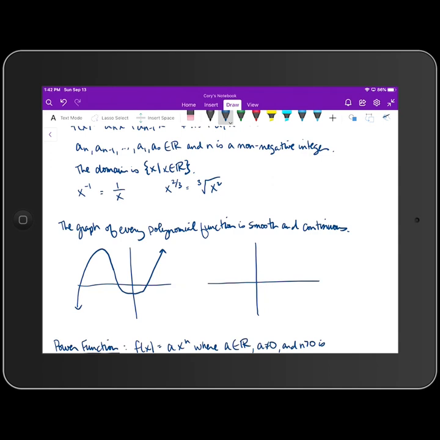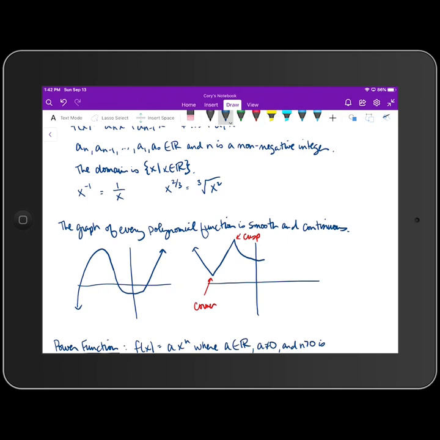Okay, now there are 4 features that you're never going to see on the graph of a polynomial function. The first one being a corner. So you can think of a corner as a point where 2 segments meet. Okay, so your polynomial function will never have a corner. The second feature that you'll never see on the graph of a polynomial function is what we have here, and that's called a cusp. So if a corner is a point where 2 segments meet, a cusp is going to be a point where 2 curves meet.